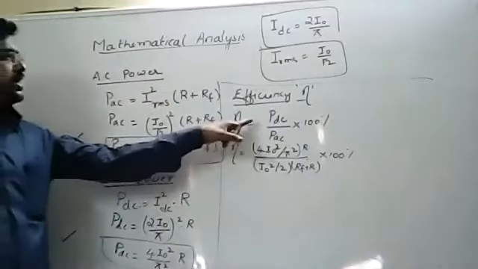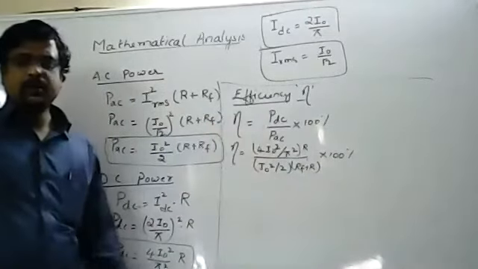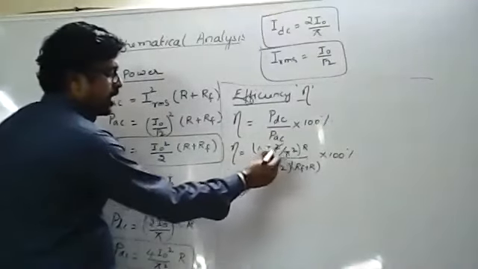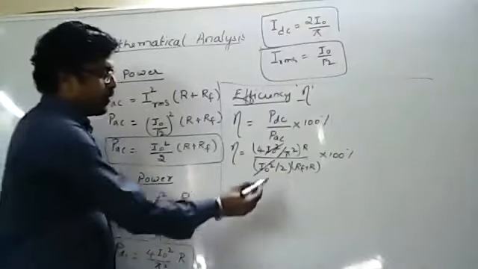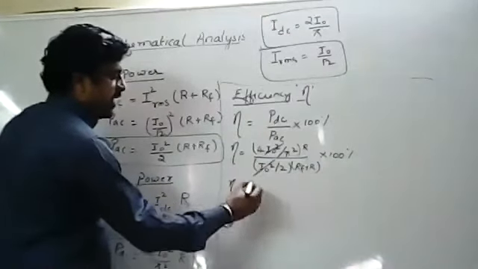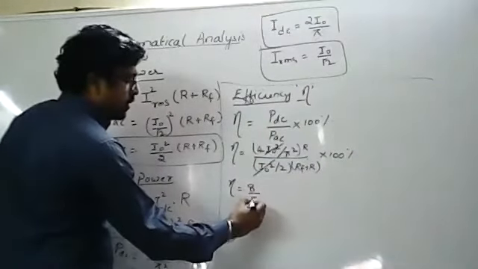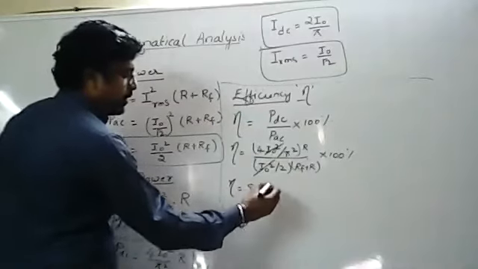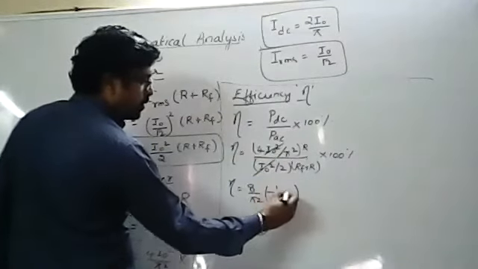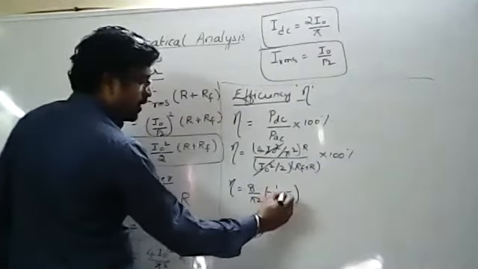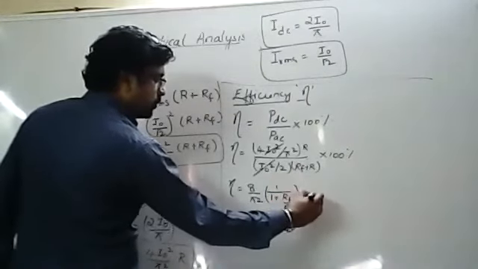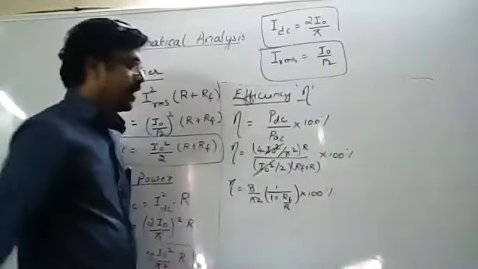So substitute the DC power value and the AC power value. Once you substitute them, I naught square will get cancelled. When 2 goes into the numerator, 2 into 4 is 8 by pi square. Bring this R down, so R by R is 1, and RF by R I can write as RF by R into 100.